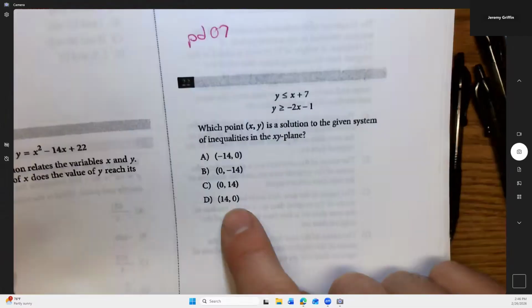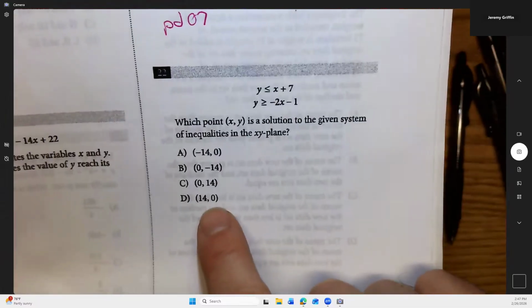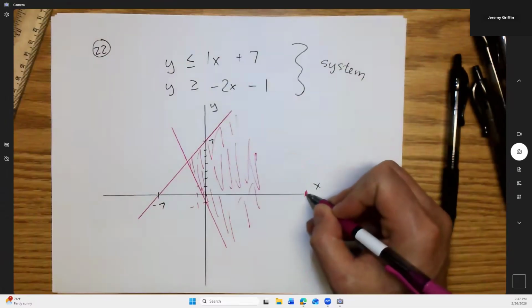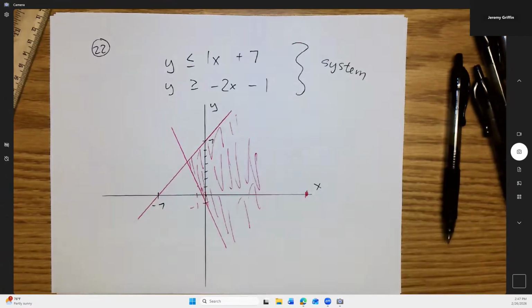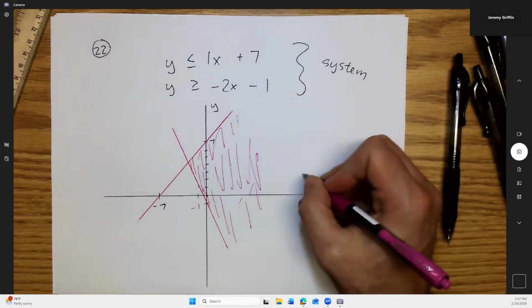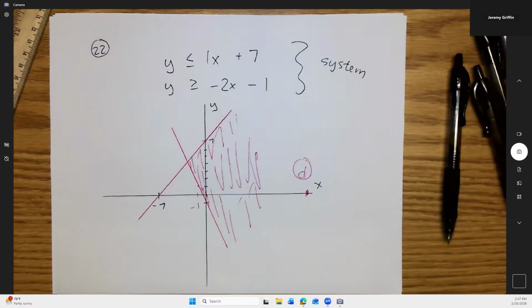How about now that I'm looking at it, guys, how about option D? Do you guys see 14, 0? Isn't that way over here? 14, 0? That's definitely in the shaded region, isn't it? Let me get my answer key, but I think the answer is D. That's number 22. Yeah, the answer is D, which is this point right here. So you guys good with 22 is D? 22 is D.